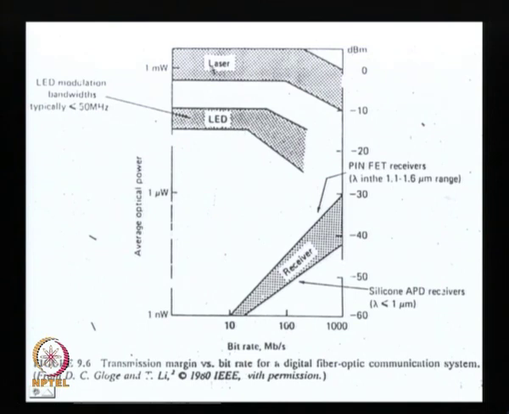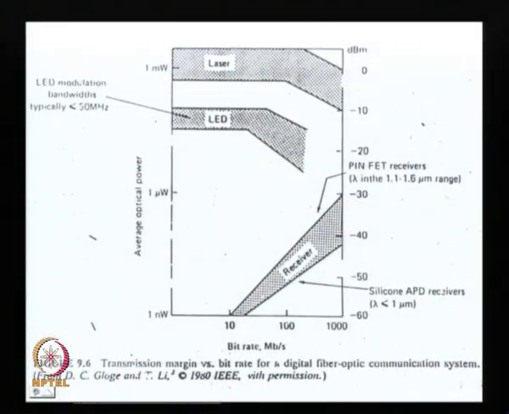But typically if you are using the laser diode, then the transmitter has 1 milliwatt of power. And normally the power in optical link design is measured in terms of what is called dBm. That means we take 1 milliwatt as a reference power, so every power is measured with respect to 1 milliwatt. If you convert this power in terms of a dB ratio, then 1 milliwatt is 0 dBm, and for every factor of 10 increase in power, you have a 10 dB increase. So 10 milliwatts of power will be 10 dBm, 100 milliwatts of power will be 20 dBm, and so on.